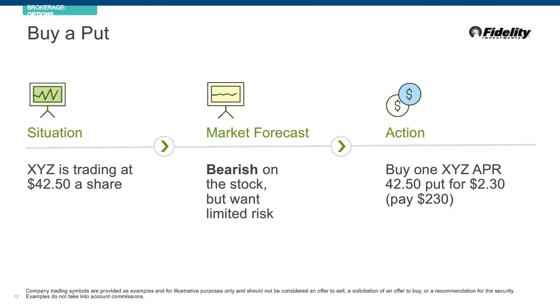We've reevaluated our research and have now decided we are not bullish on XYZ. This time we have a bearish forecast and we're anticipating a decline in stock value. Once again, notice that our forecast is what helps us choose our strategy. Since we are looking for a decline in the stock and also want to limit our risk, we are going to purchase one XYZ April 42.50 strike put for a premium of $2.30. So we'd be paying $230 for one contract.